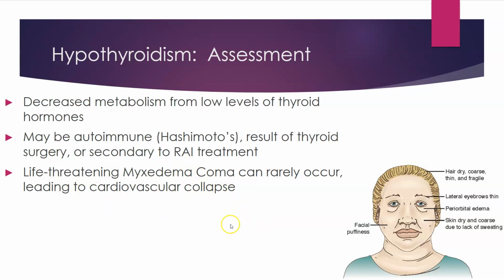And so what you might see with myxedema and hypothyroidism is dry, coarse hair, lateral thin eyebrows, periorbital edema, dry skin, and then facial puffiness, or kind of a mask is what I've heard it called sometimes.